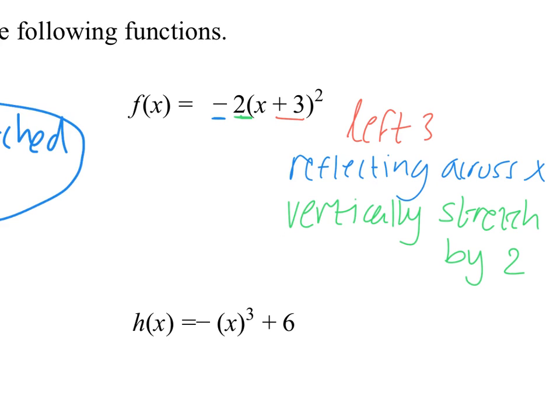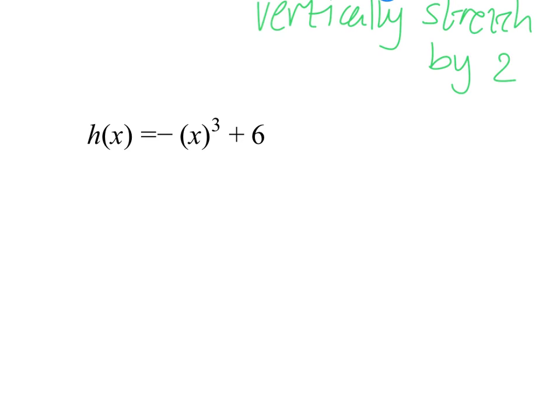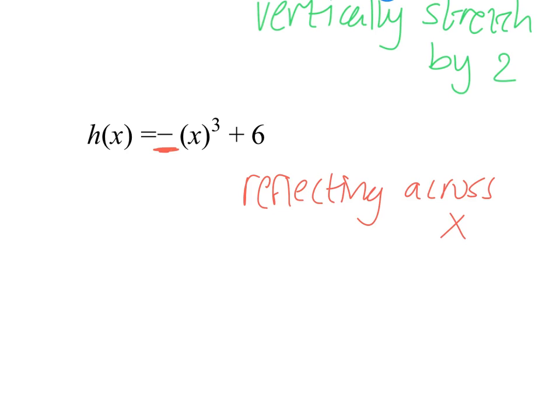So remember that negative does not pertain to the 2 at all. It's just telling you there's a negative on the outside. I'm multiplying by a negative. That means I'm reflecting across the x. Same thing down here, right? First thing I see is this negative right there. That means I'm, again, reflecting across x. And then I'm going to add 6 on the outside. That means I'm going up 6. All right, and that's it.